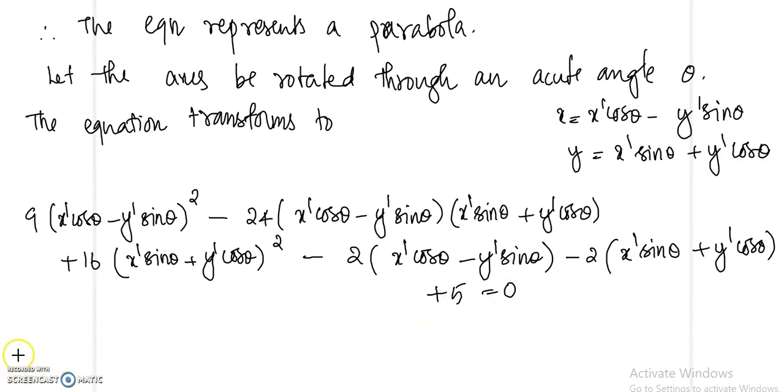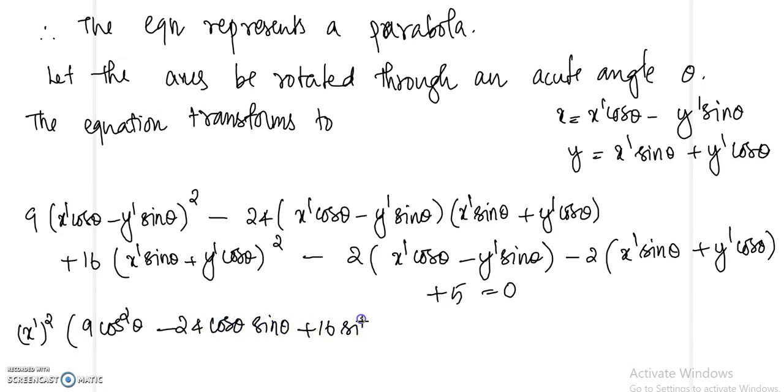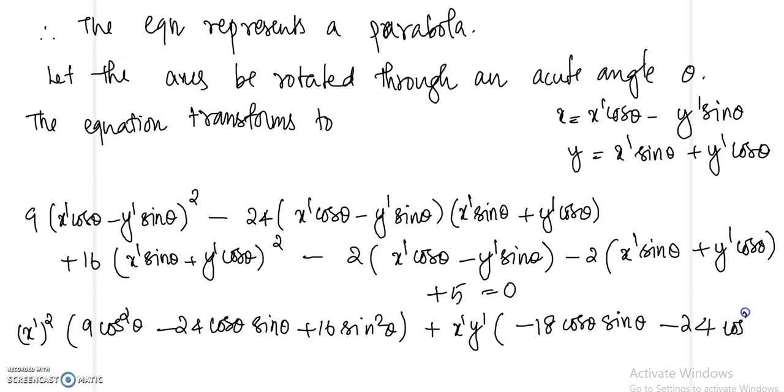Now let us collect the coefficients. So x dash square has the coefficient 9 cos square theta minus 24 cos theta sin theta plus 16 sin square theta, then for x dash y dash, we will have the coefficient minus 18 cos theta sin theta, then minus 24 cos square theta, then plus 24 sin square theta, plus 32 cos theta sin theta. So that is the coefficient of x dash y dash.